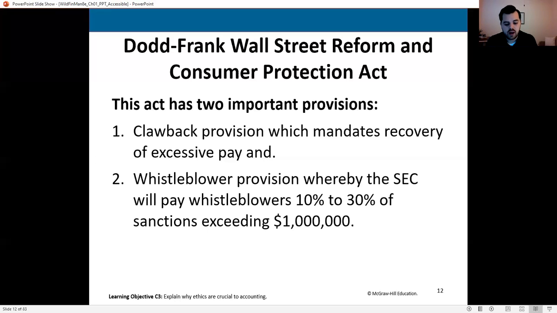So 10 million minus a million is 9 million, times the 10% is 900,000, all the way up to 2.7 million. So you can see how this math works. You can see how the range is there.